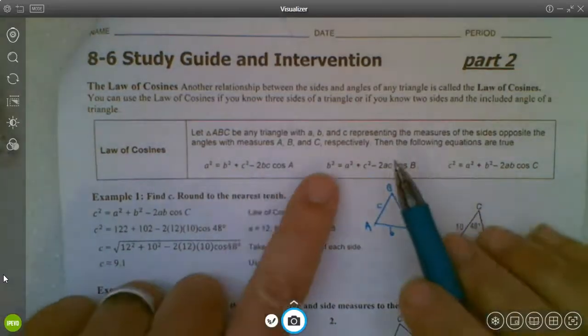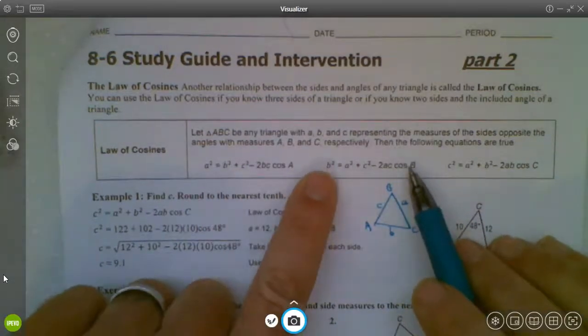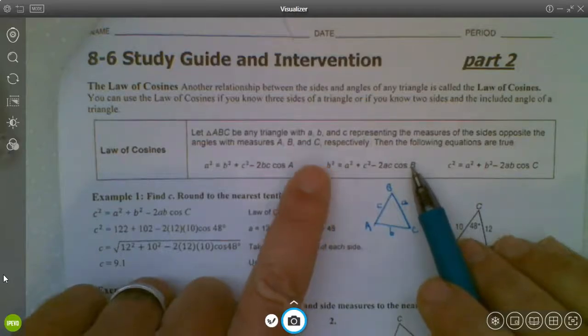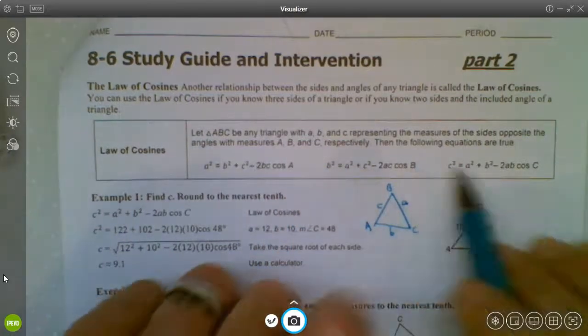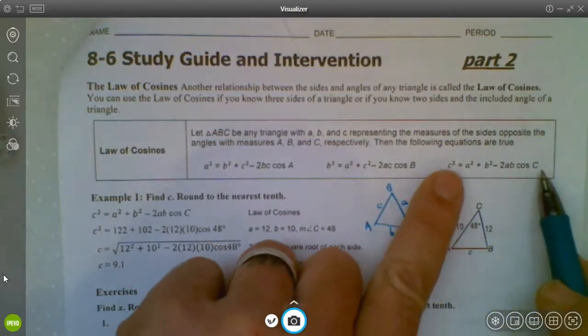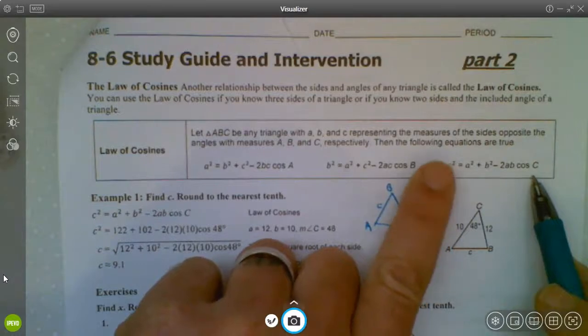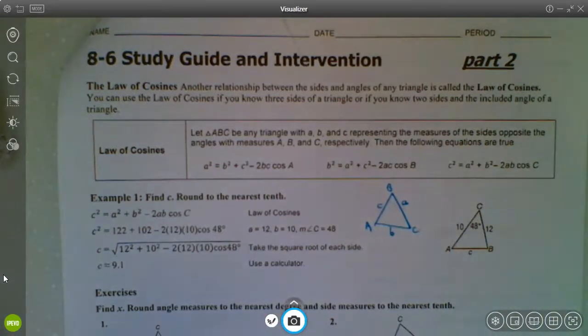The same thing would be true over here. If I'm going to work with angle B, then the piece that's isolated on the left needs to be side B, and these would be the other two sides of the triangle. Same thing right here. If I want to work with angle C, then this needs to be the side across from that angle. If we get that relationship right, that's the key to the setup of this formula.